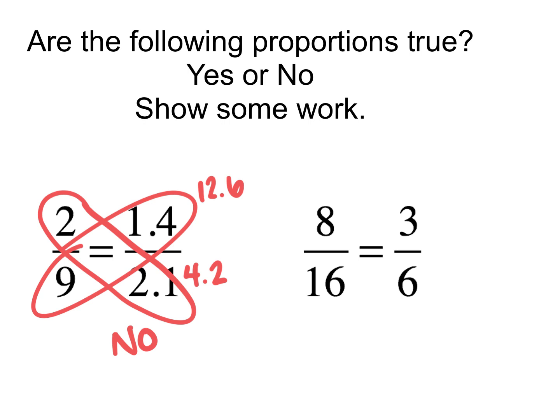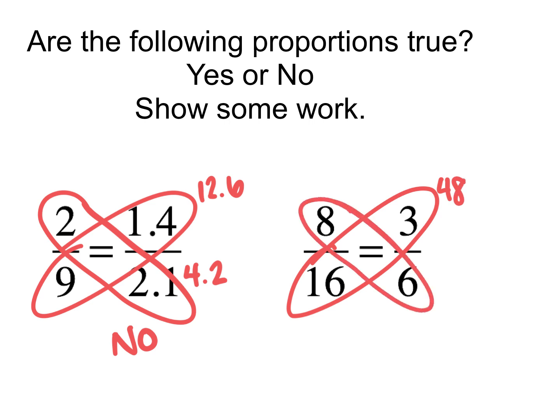What about the second one? Give me one of your cross products there. Evelyn. Okay, 16 times 3 is 48. What about 8 times 6? Hopefully we didn't use our calculator for this one. Haley? 48. So are those two ratios proportional? Yes, because their cross products are the same. We would say 8 to 16 is equivalent to 3 to 6.